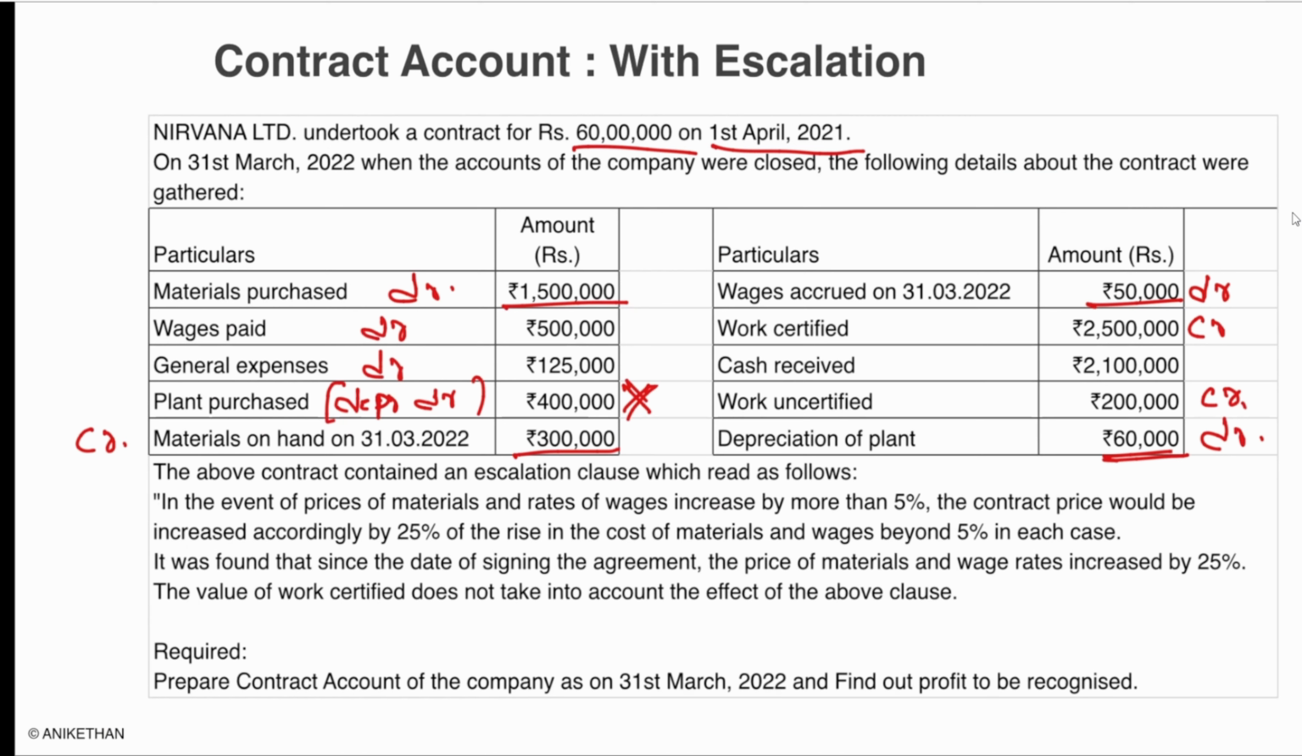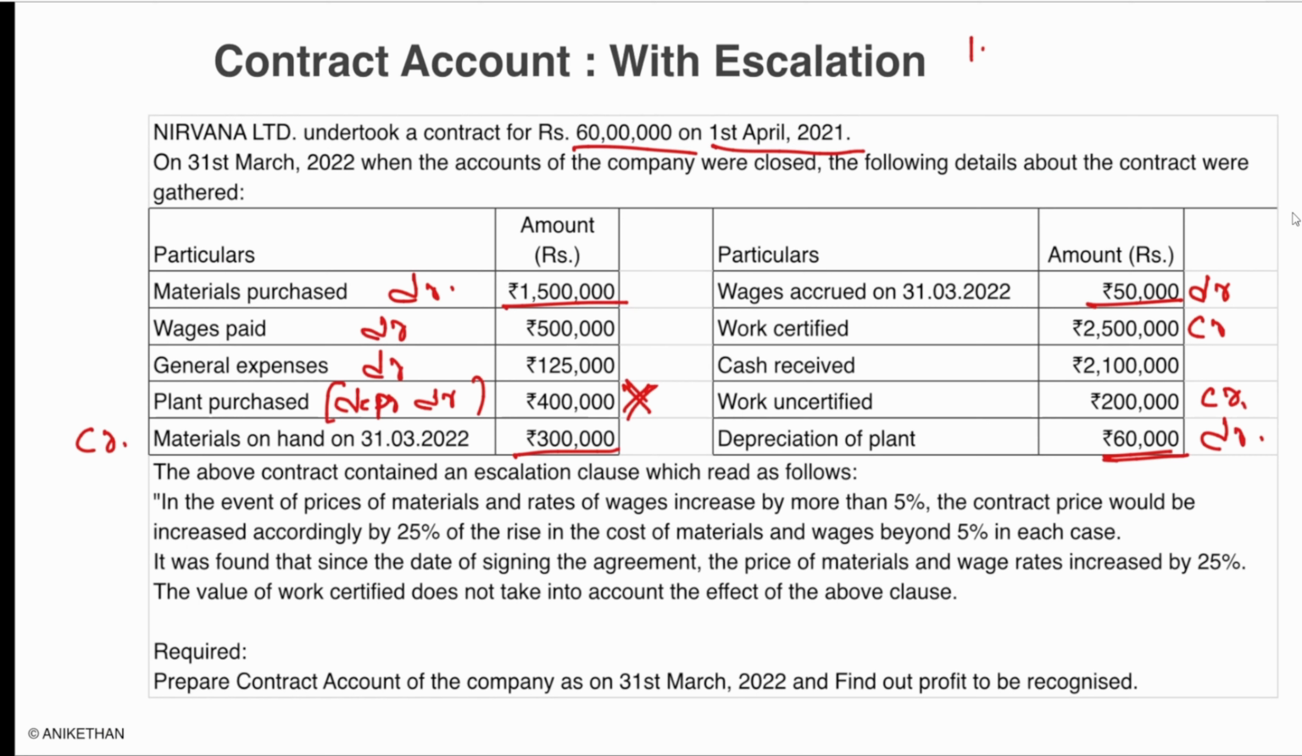But there is an escalation clause, which says in the event of prices of materials and rates of wages increasing by more than 5%, the contract price would be increased accordingly by 25% of the rise in the cost of material and wages beyond 5% in each case. It was found that since the date of signing the agreement, the price of material and wage rate increased by 25%. I know this is very confusing. So I will simplify what they have told.